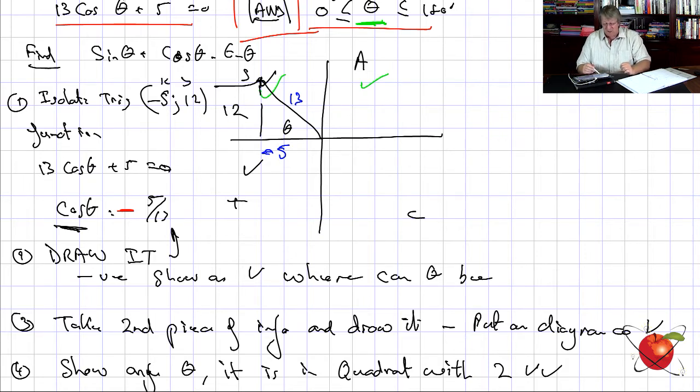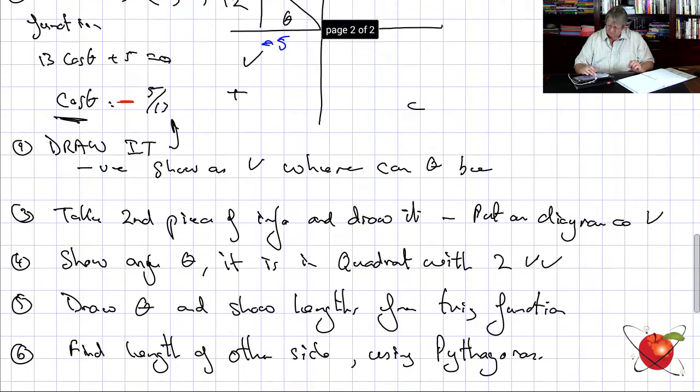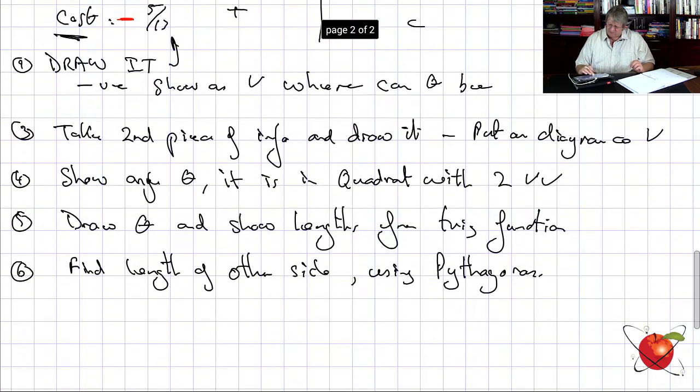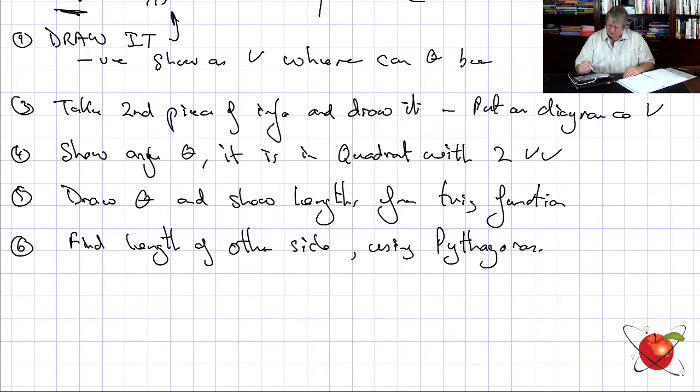Remember, they could have given us the coordinates of the point and said, now do it with that. Same process, right? If you've got the coordinates of the point, you can immediately plot it. You don't have to go through the whole process of finding which quadrant it's in. All right? Question 6, apply Pythagoras, done. And then question 7.